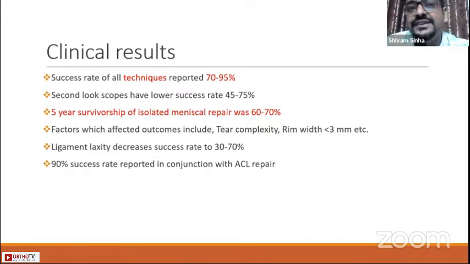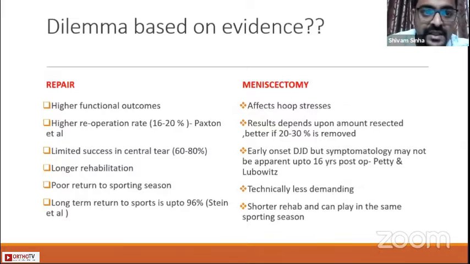And the success rate in conjunction with ACL tear, when ACL reconstruction is contemplated and at the same time meniscal tear is repaired, can be as good as 90%. What is the dilemma, which is based on the evidence? We know that there is a higher functional outcome in repair, but as per literature, Baxter et al., there is a higher reoperation rate as well.